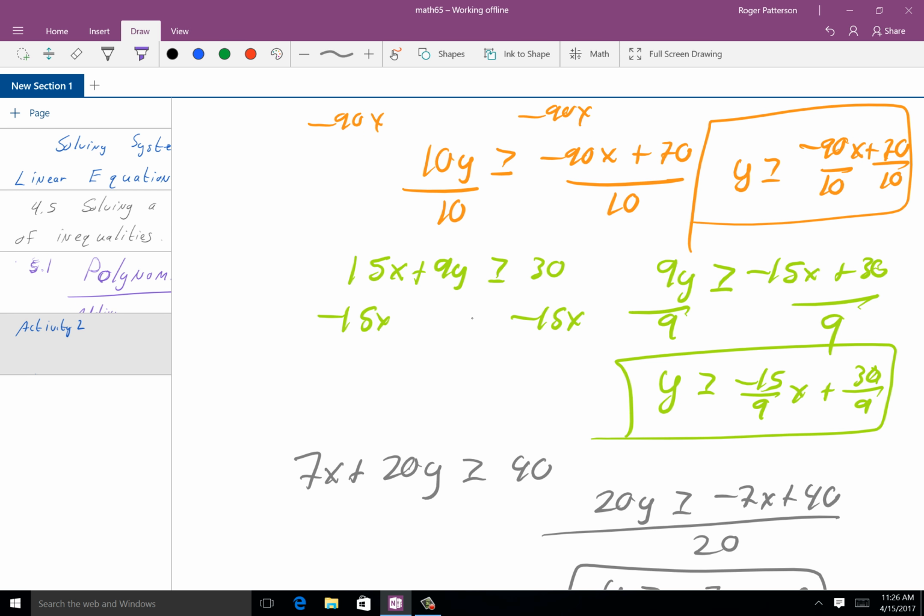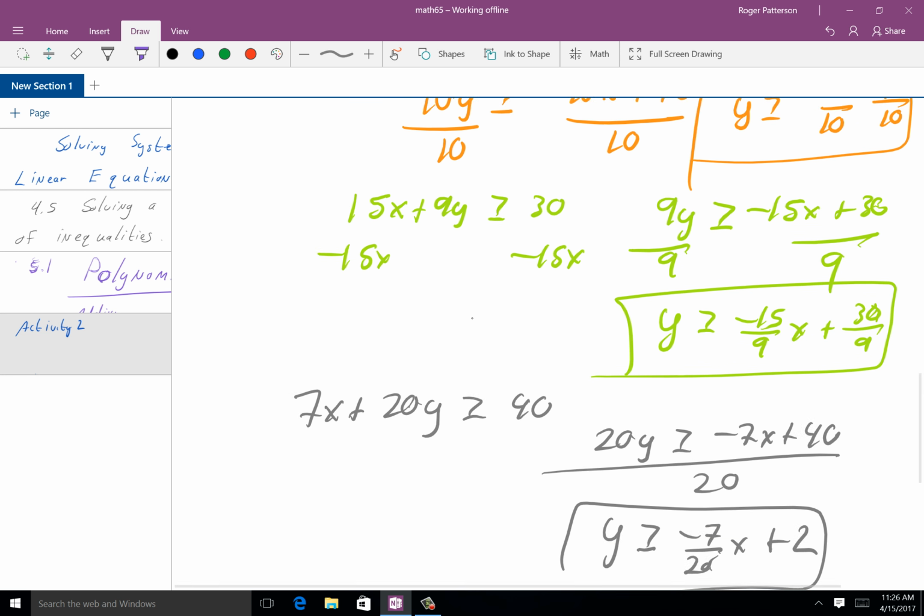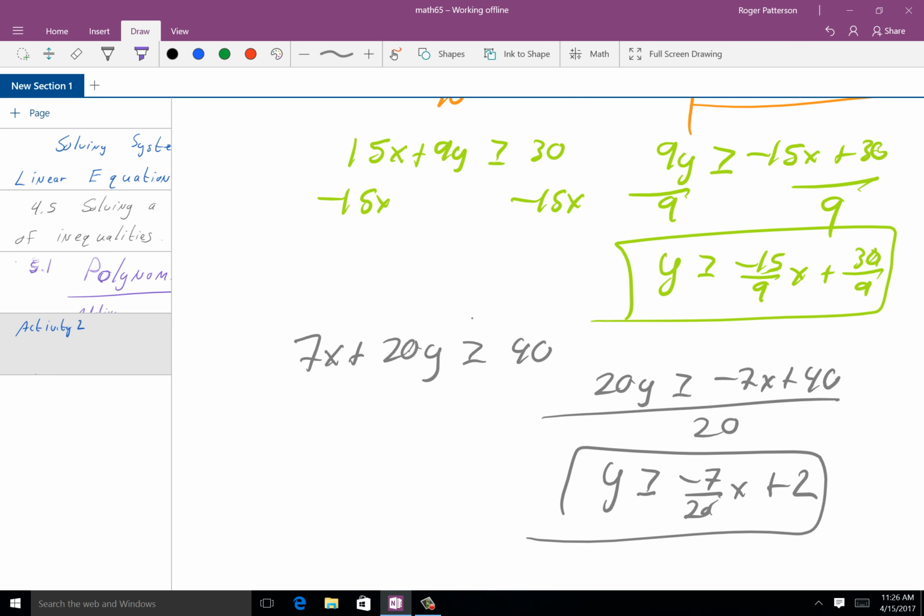Now you can start to see a region form here. Y greater than or equal to negative 7 divided by 20 x plus 2. Okay, so there is all three of them graphed.